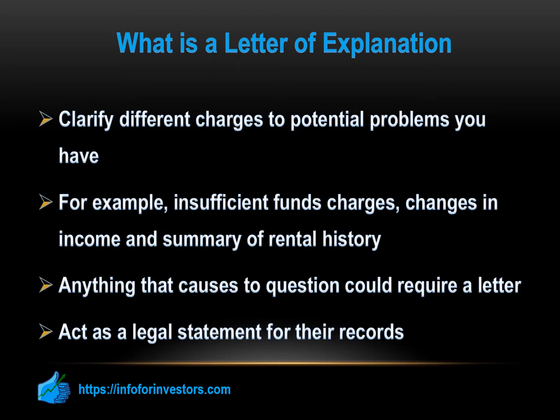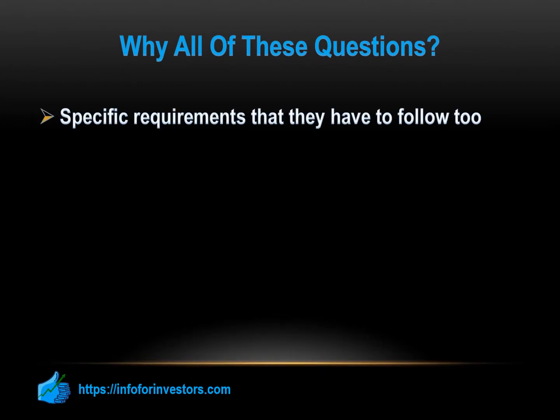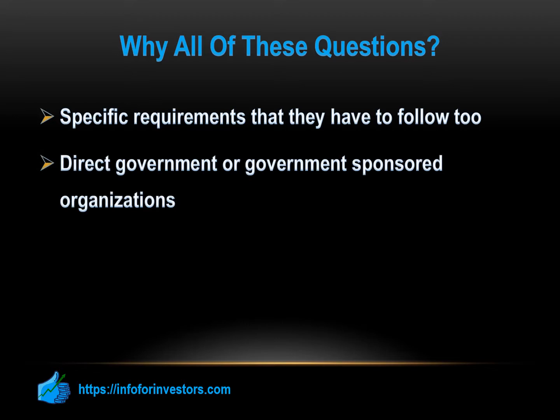So, why is it that underwriters even care about a letter of explanation? Because they have specific requirements that they have to follow too. The Federal Housing Administration, Freddie Mac, and Fannie Mae put restrictions on what they can do. In fact, they are all either direct government or government-sponsored organizations, and they have guidelines that lenders have to follow.